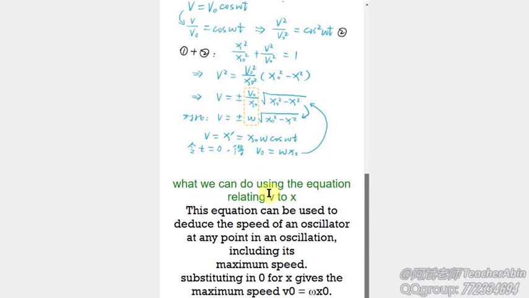Now let's move on to the next question. What we can do using the equation we have just derived, the v-x equation. Apparently, we can use this equation to deduce the speed of an oscillator at any point in an oscillation, given any x. For example, if the oscillator is at the equilibrium position where x equals 0, then substitute 0 for x in the equation. We'll get the maximum speed v sub 0 equals omega times x sub 0.